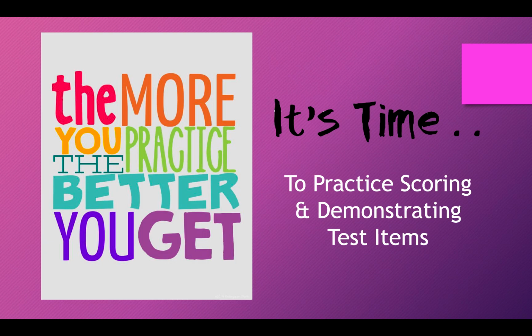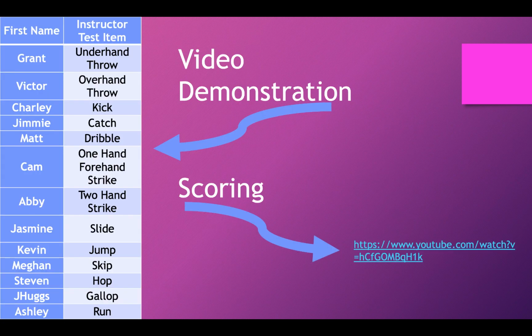So it's time to practice scoring and practice demonstrating those test items. So what is going to be due from you is a video demonstration of the TGMD-3. So you can find your name on the left-hand side and what test item you are to demonstrate, and then also video record yourself demonstrating the skill correctly, and also the verbal cues that you would use to instruct a participant to perform that motor skills assessment test.